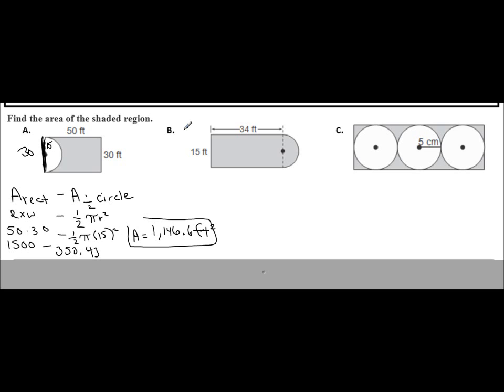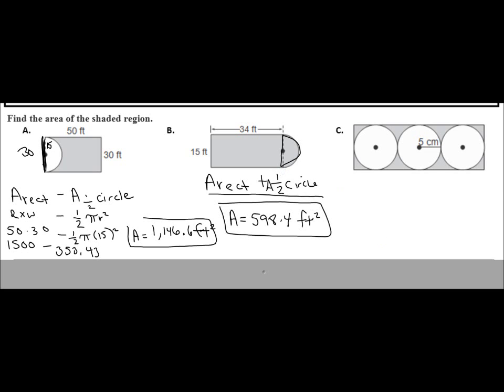Alright, for example B, you have the area of a rectangle, and this time we're not taking away to find the area of the rest of it, we're adding a semicircle. So we're adding half the area of a circle. Alright, so I'd like you to pause the video and, to the nearest tens place, give me the area of the total combined composite figure here. Okay, so you should have gotten a total area of 598.4 feet squared.